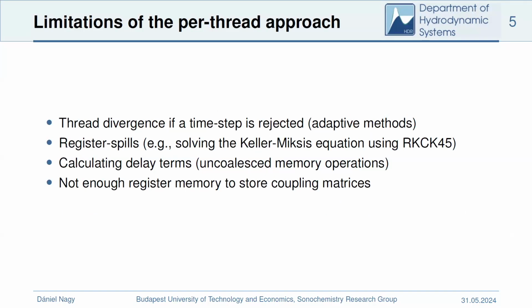I mean, of course, there are problems with thread divergence. For example, if we are using an adaptive numerical method, it can happen that a time step is rejected and then it needs to be recalculated, and it leads to thread divergence. Register spills are also problematic. For example, we use the Keller-Miksis equation quite a lot, which describes bubble dynamics.